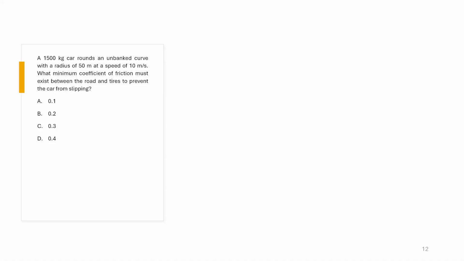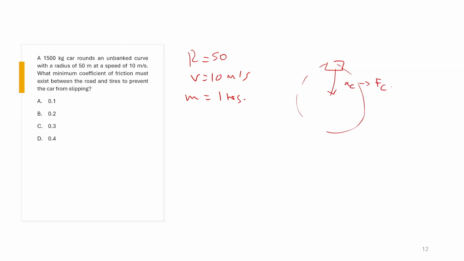A 15 kilogram car rounds a banked curve with a radius of 50 meters at a speed of 10 meters per second. What is the minimum coefficient of friction that must exist between the road and tires to prevent the car from slipping? Well, we're going to have a car and it's trying to make a turn. To be able to make the turn, it needs to have a centripetal acceleration. That means it needs to have a centripetal force. What's the force? Friction. So the question is, how large needs to be the force of friction such that the acceleration is the centripetal acceleration?